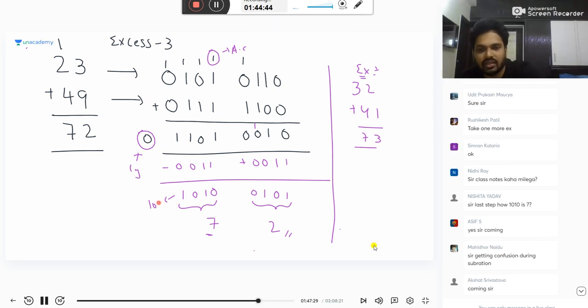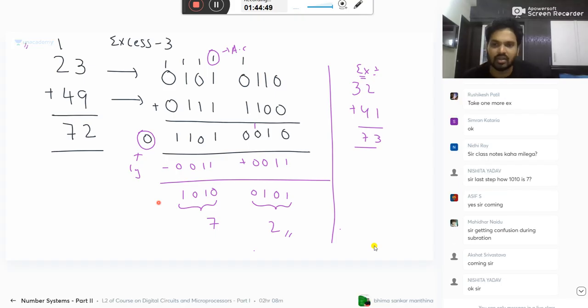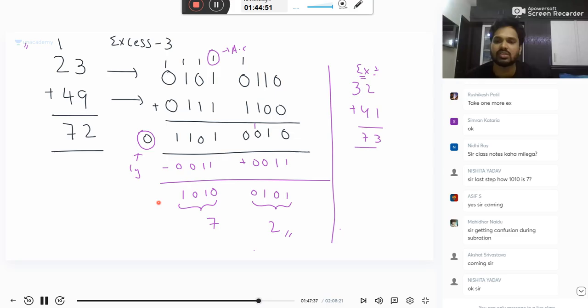I told you, subtraction we discussed very clearly in the arithmetic circuits part. Don't worry about it. And in the doubt session also, I will take more examples of that.